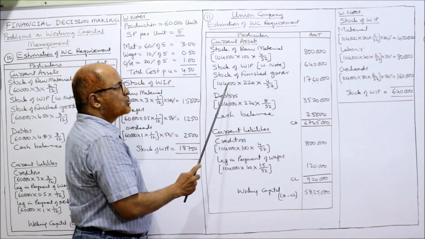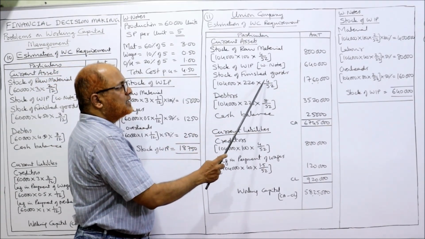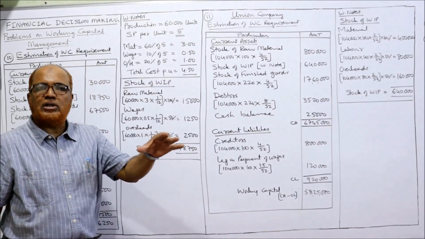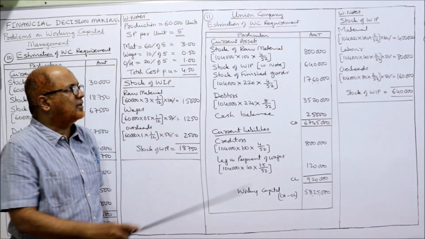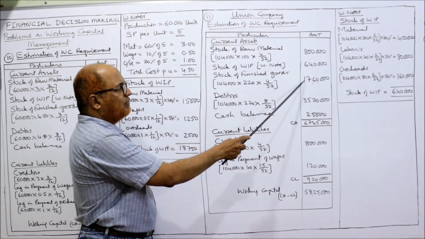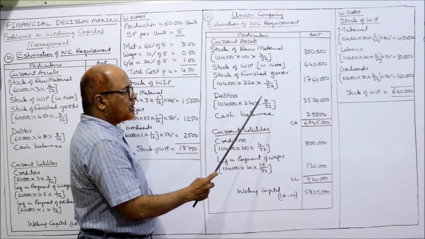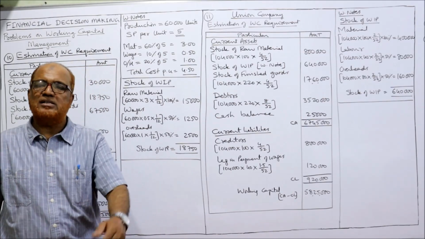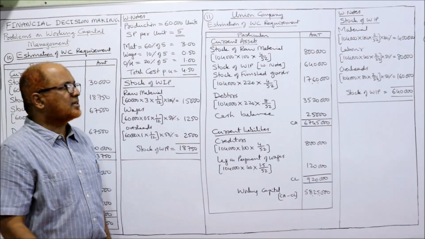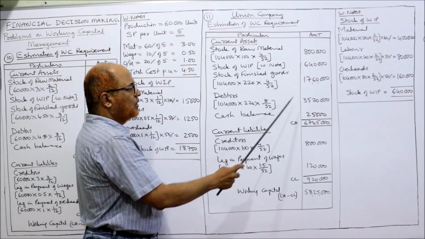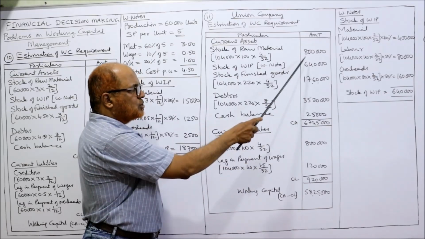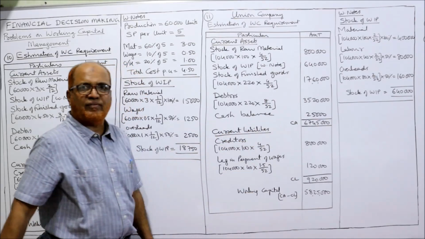Stock of finished goods: 1,04,000 into 220 into 4 by 52. The total cost, material, labor, overhead, is 220 into 4 by 52. Debtors: 1,04,000 into 220, total cost, into 8 by 52. It is given in the problem, 8 weeks, 8 by 52. Cash balance 25,000. Total current asset 67,45,000.